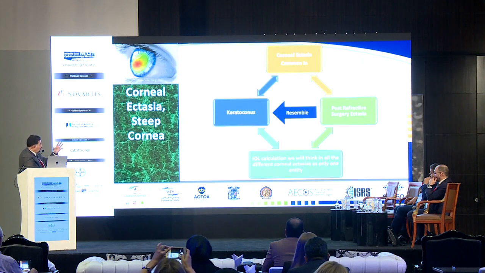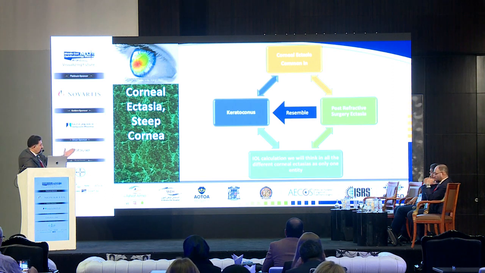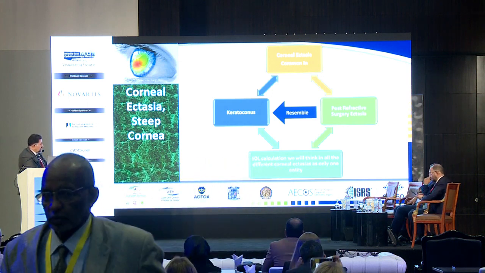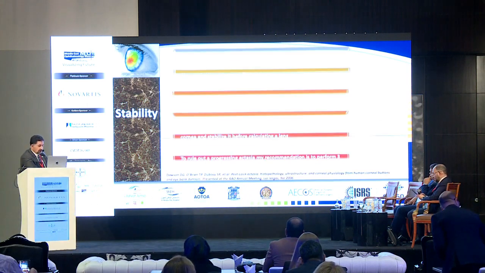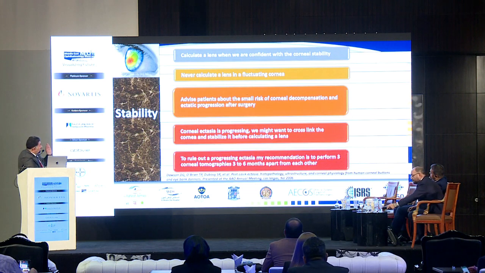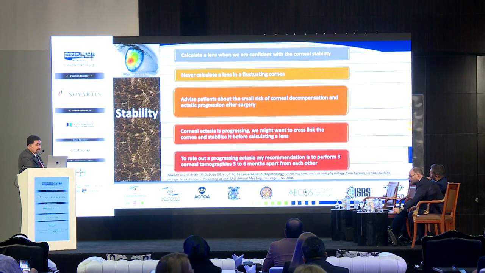So again, keratoconus is part of corneal ectasia, and post-refractive surgery ectasia is also part of corneal ectasia. They resemble each other, so for IOL calculation we will think of all the different corneal ectasias as only one entity. If we are looking for stability before doing cataract surgery for keratoconus, we should calculate the lens when we are confident with corneal stability.